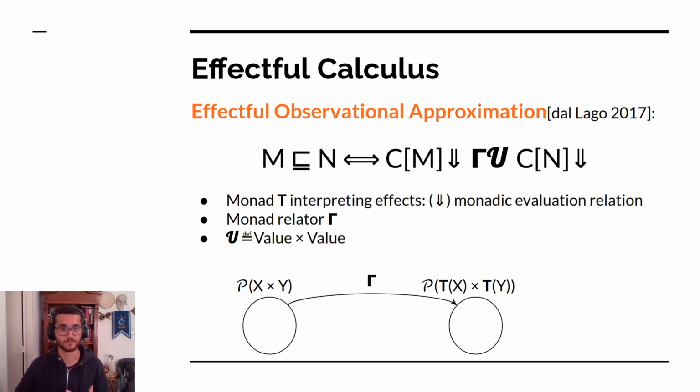The relation employed in this definition, the relation U, simply relates every value with every other value. Lifting U with the relator gamma simply compares only the observations made by the relator without checking the values computed. Same as before, where the only observation was divergence, but we didn't actually check anything about values that were computed. As a result, the term M is approximated by a term N if and only if in any context the evaluation of N generates the same observable effects as the evaluation of M.